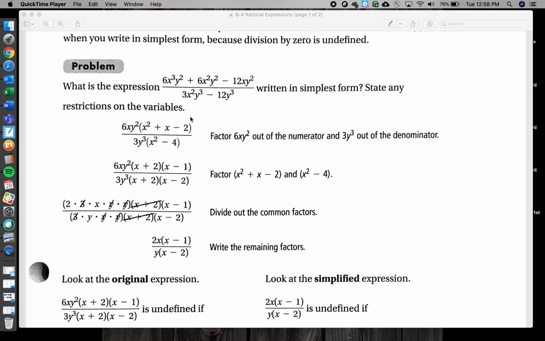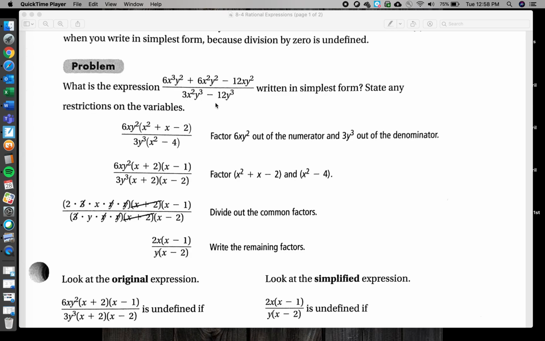So if we take a look at step number one here, the first thing you're going to want to do is factor. Factor the numerator, factor the denominator. Remember, step number one of factoring is to go through and factor out any common factors. So if you notice that you can factor out a 6 out of each of those, you can factor out at least an x out of each of those, and you can factor out a y squared out of each one of those terms. So that's what they did in the numerator.